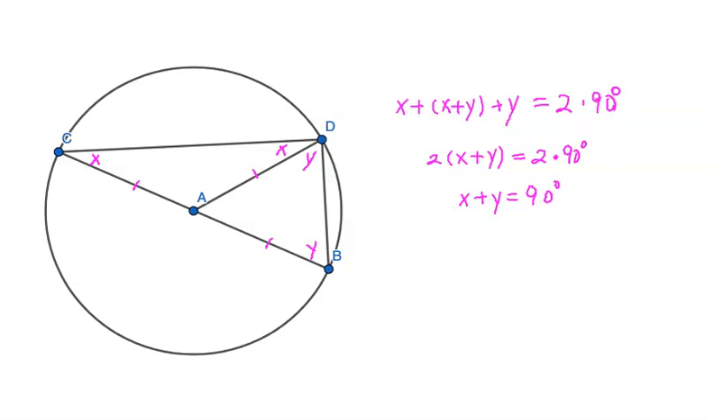Now we know the angle CDB is x plus y, and it is always 90 degrees. Then we're done.